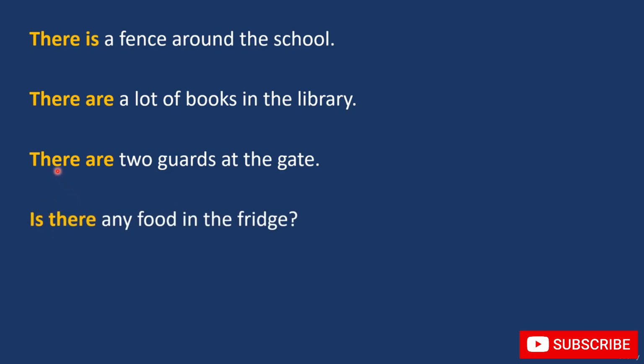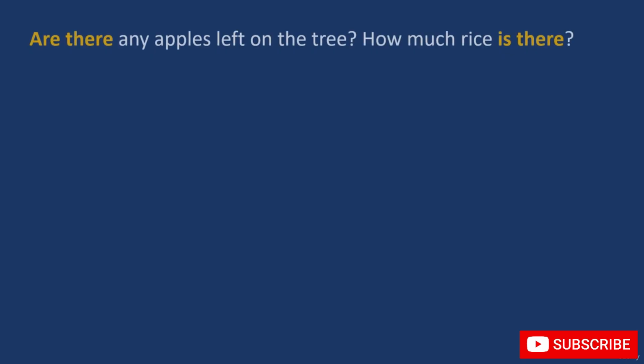If I need to change there is and there are into a question, so I just invert. Instead of saying there is, I can say is there. Instead of saying there are, I can say are there. So to make a question, I can use is there or are there. Is there any food in the fridge? This is a question. Are there any apples left on the tree? How much rice is there? So here again I use is there and are there for forming a question.